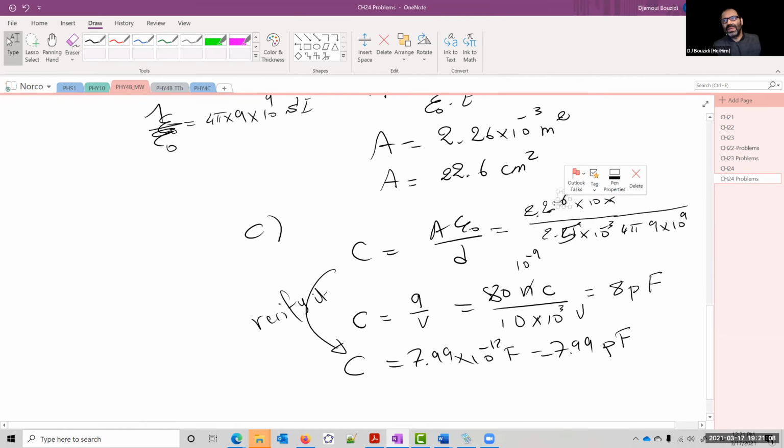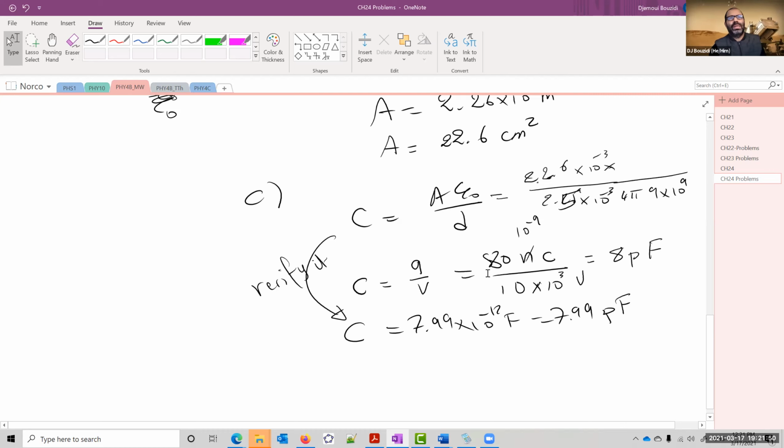But then I know also it's Q over V. And we just found V to be 10,000. And we know Q is 80 nanocoulombs. The only problem is I have a nano divided by 1,000, which is a pico, okay? And 80 divided by 10. So this is actually much faster to find the answer. But still, both of them should match. And they do, within the rounding issues.